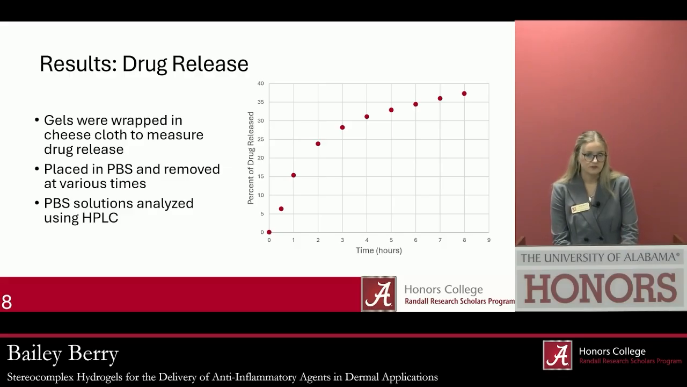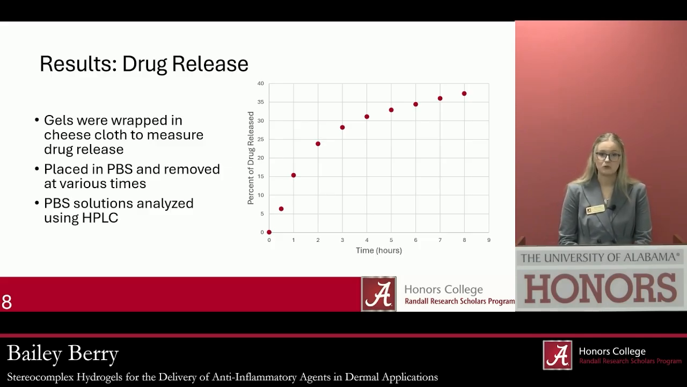Afterwards, these PBS solutions that had the released naringenin in it were analyzed using HPLC, and we measured the concentration of the drug in these solutions to measure how much drug was released from the gel over time. On our trial, we found that after 8 hours, 37% of the original amount of naringenin that was in the gel was released into the solution. So over 8 hours, 37% of the drug came out into solution.